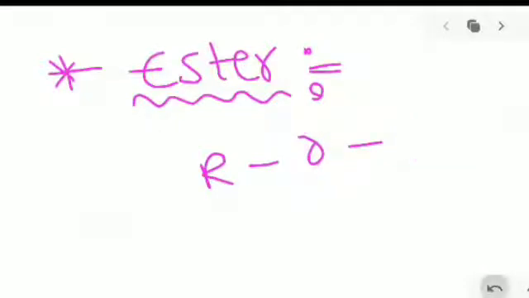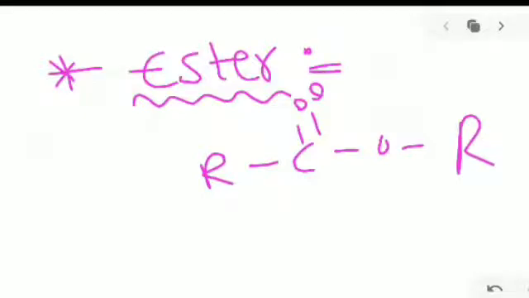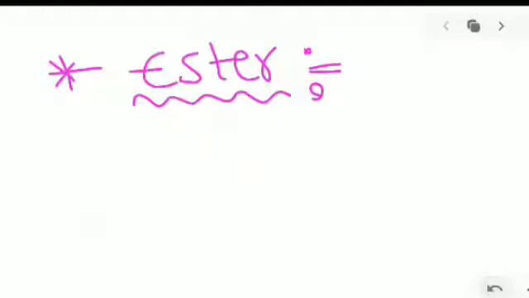Here the small difference is that in an ester there is an ester group, or C double bond O group, between the two alkyl groups. That is the ester formula. Mostly esters are derived from inorganic and organic compounds. Both esters and ethers are organic solvents. I would like to say a few words about esters.